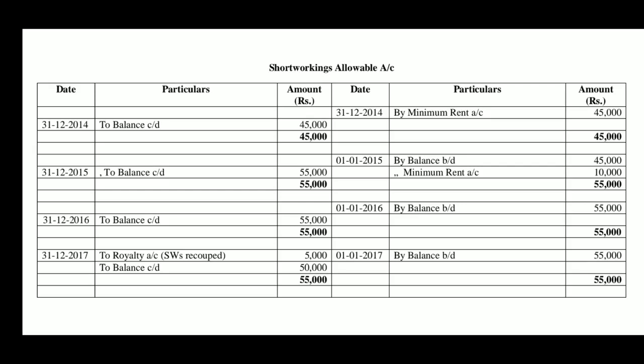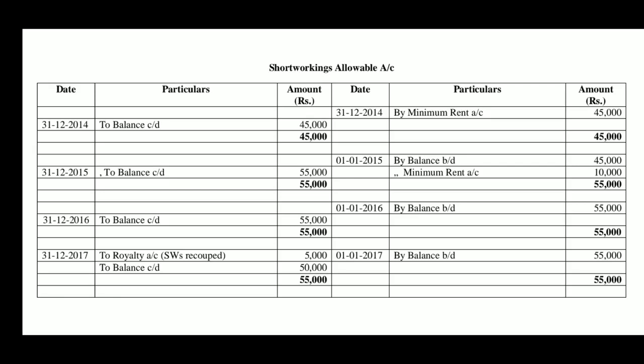Now 45,000 first year short workings, second year 10,000 short workings, totally 55,000 is again carried forward to balance carried down 55,000. In the third year on 1/1/2016, by balance brought down 55,000. Since in the third year 2016 there is no surplus royalty, it is carried to the next year, fourth year, to balance carried down 55,000.